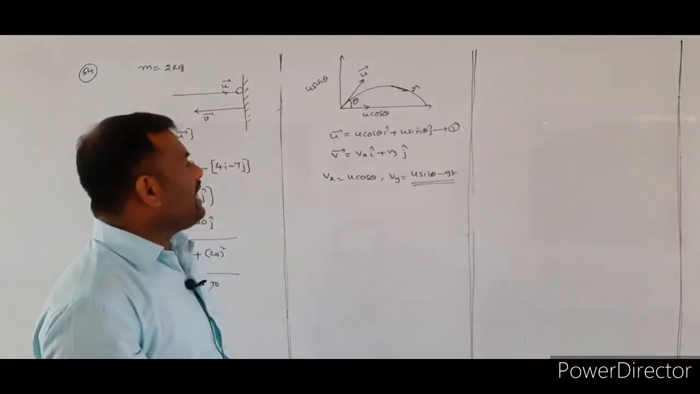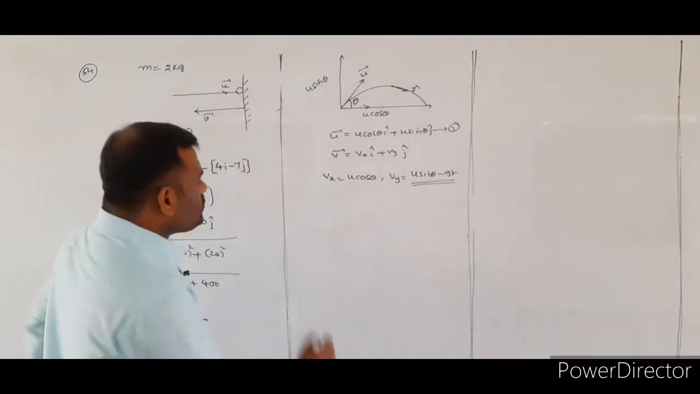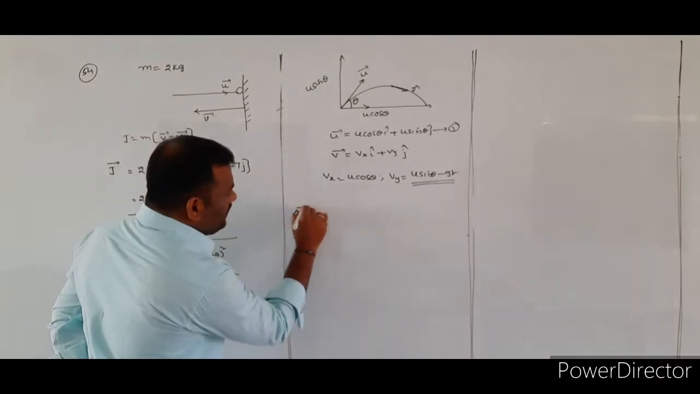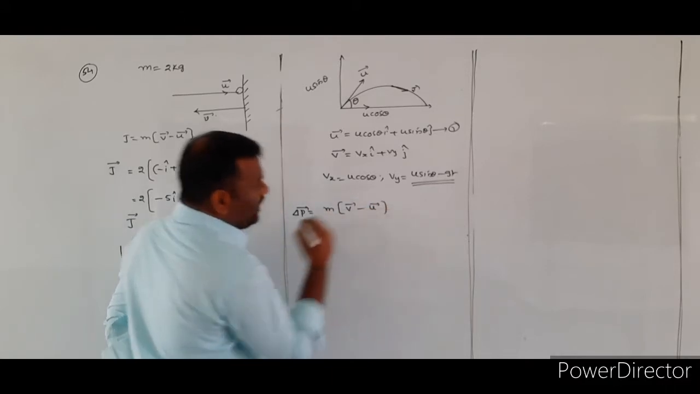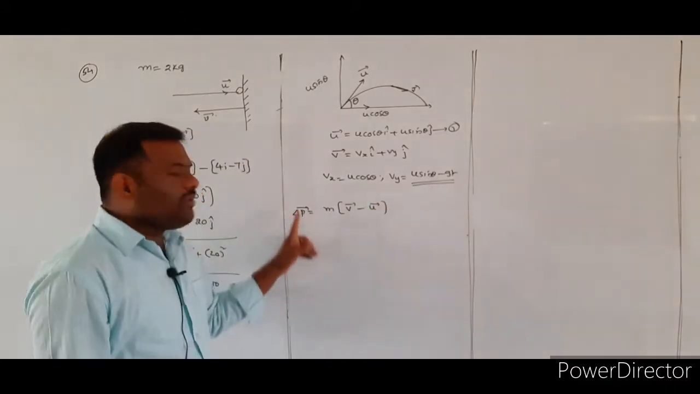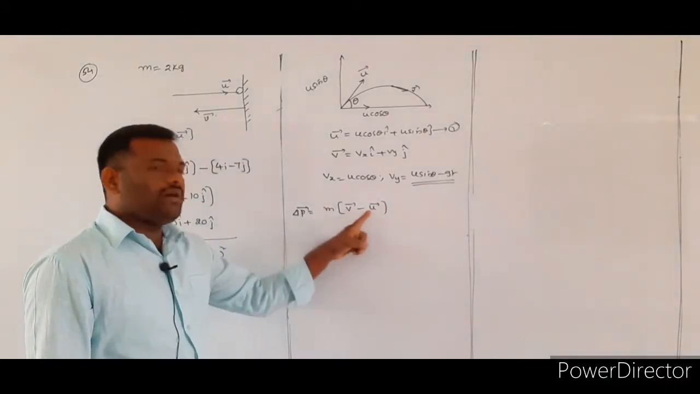Now we have to calculate the change in momentum value. So how can we calculate it? Delta p bar is equal to m into v bar minus u bar. The change in momentum value is equal to m into v bar minus u bar.